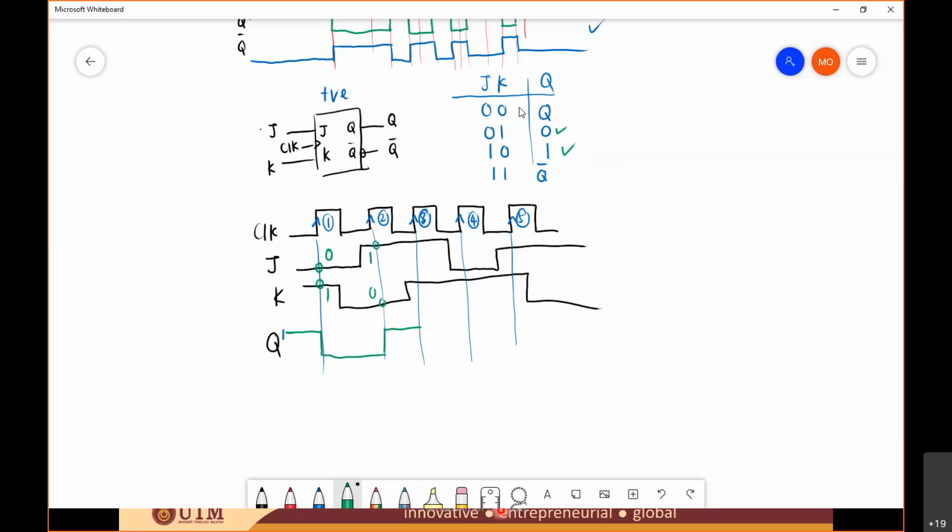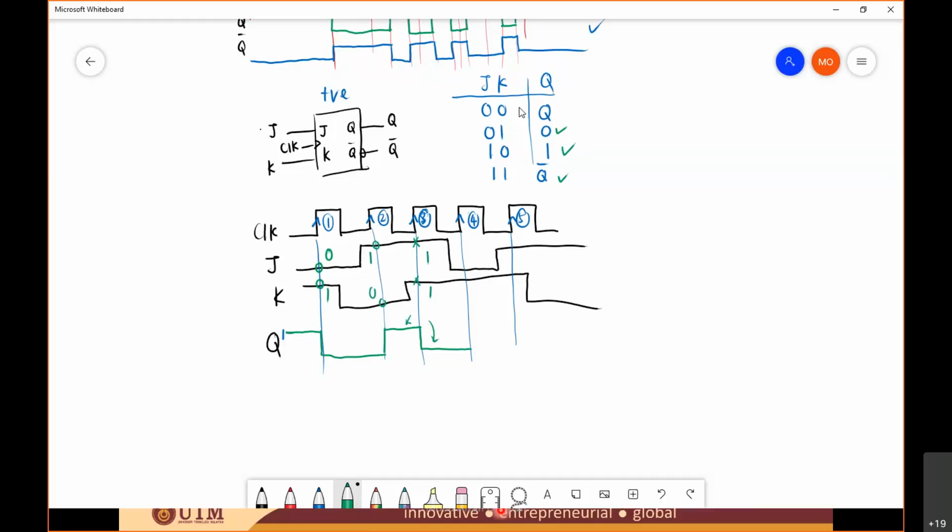Okay, at the next rising edge, you see here the input is 1, 1. So since this is a 1, 1, so what happen? Dia akan toggle. Okay, bila 1, 1 toggle, so dia akan jadi, okay, since the input is 1, so bila toggle, dia akan jadi kosong.